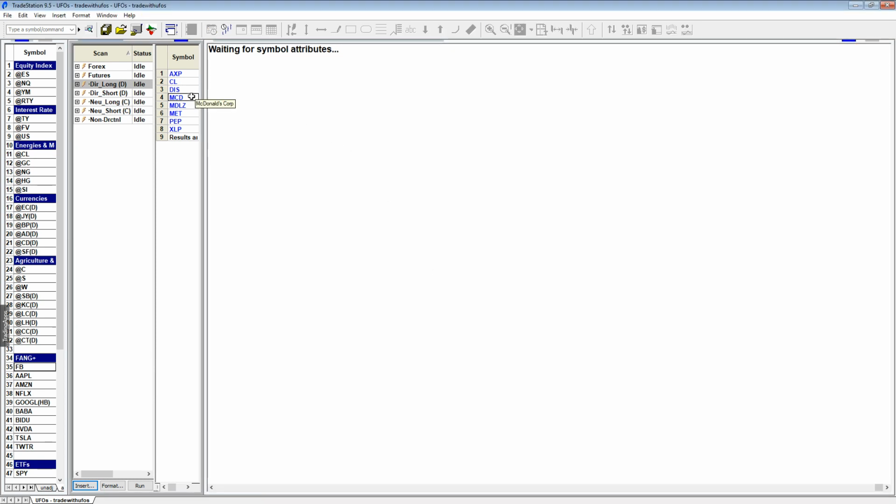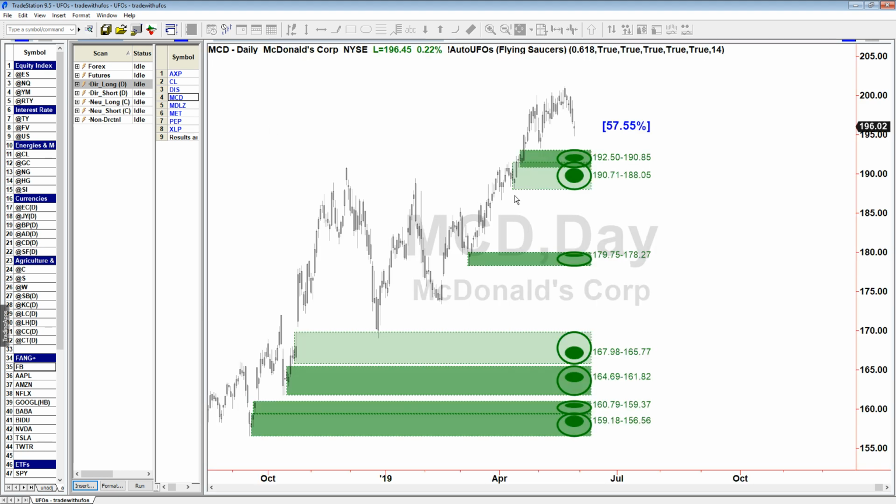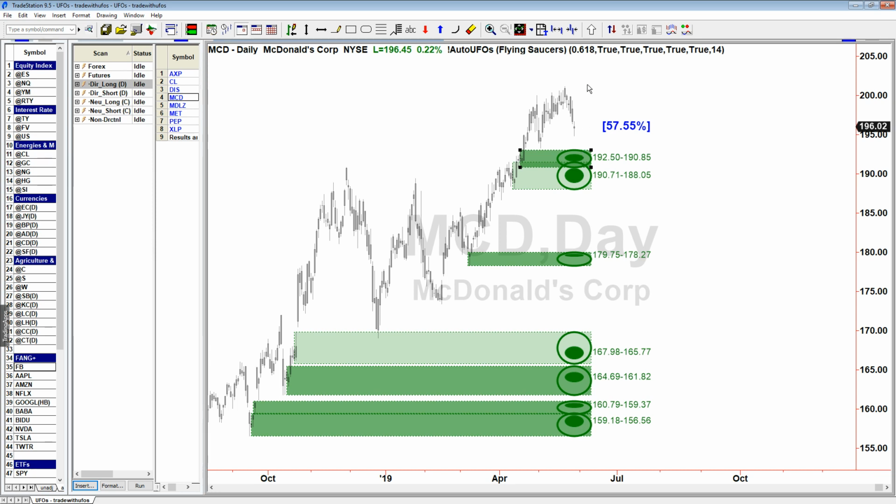So what about McDonald's? McDonald's looks a little better, in the sense that the green UFOs are a little closer and we've got nothing red.